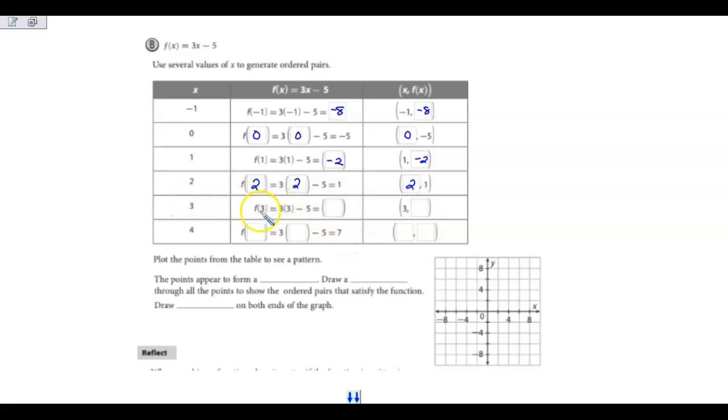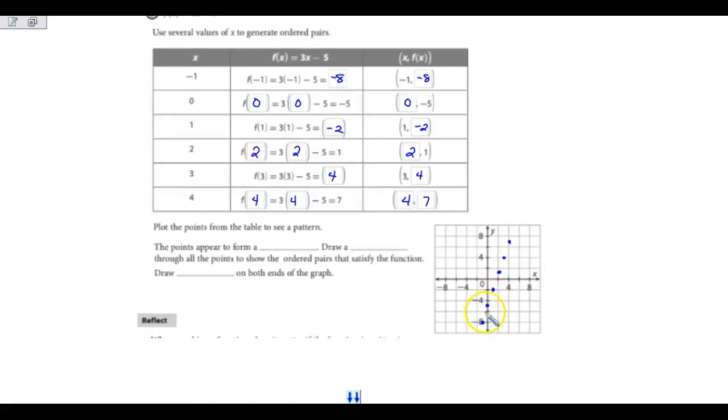If x is 3, I'm substituting in 3. 3 times 3 is 9. 9 minus 5 is 4. So my ordered pair is 3, 4. And my last one I have here is if x is 4, I'm substituting in for 4. 3 times 4 is 12. 12 minus 5 is 7. So my ordered pair is going to be 4 and 7. And now we're going to plot these points.